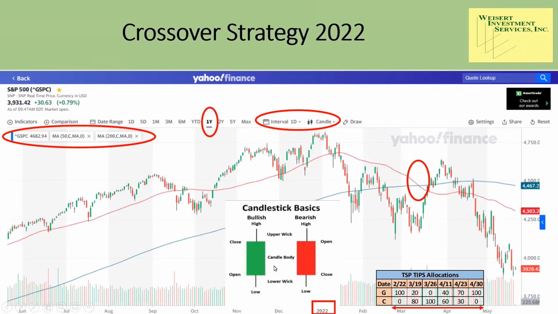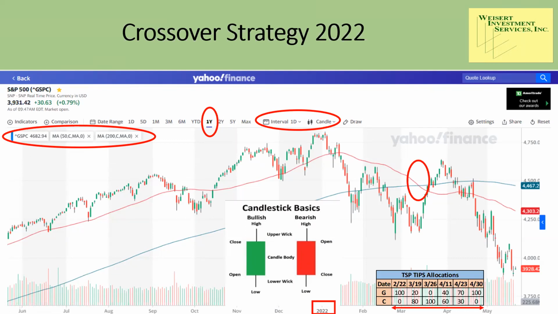a green bar is signified as an up day, where it opens at the bottom of the bar and closes at the top. Conversely, a bearish day or down day is when the market opens higher and then closes lower than the open. And that's depicted by the red.